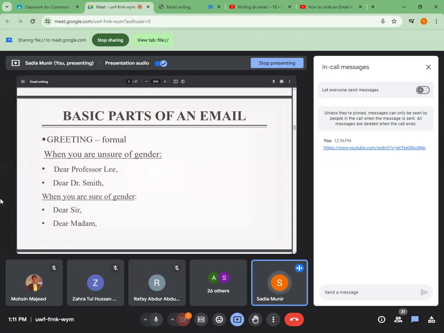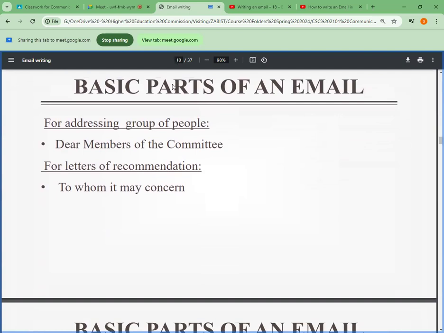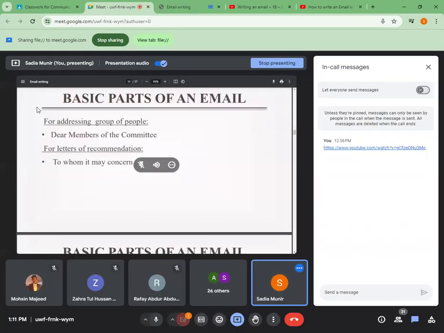Then, when you are sure of gender, of course Dear Sir and Madam can be there. These are some basic things that you must remember. For addressing a group of people, you can write Dear members of the committee, Dear members of hiring committee, Dear hiring committee. इस तरह के words group of people के लिए आप use कर सकते हैं.